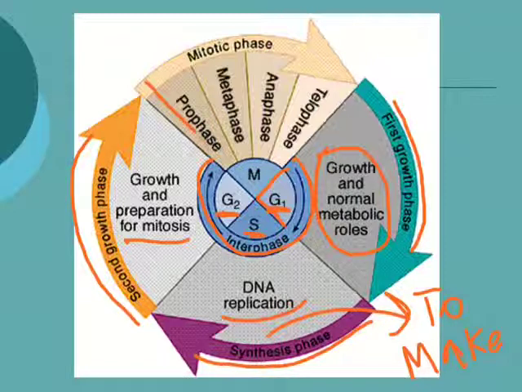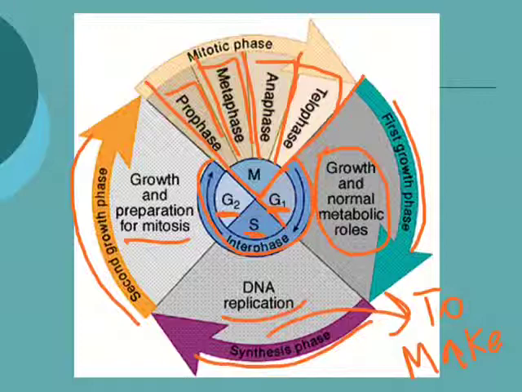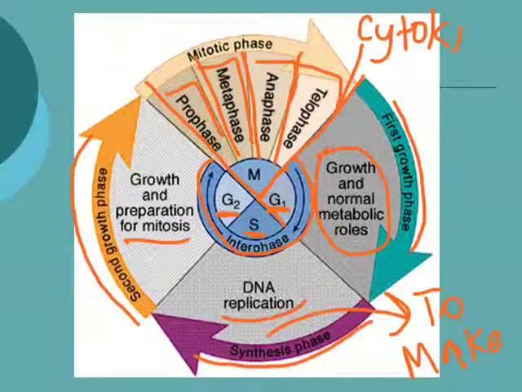After that, it is ready for mitosis. There are 4 different phases of mitosis, and you need to memorize these in order. It is prophase, metaphase, anaphase, and telophase. And at the end of telophase, that is where cytokinesis occurs. And cytokinesis is basically where the cell divides apart.